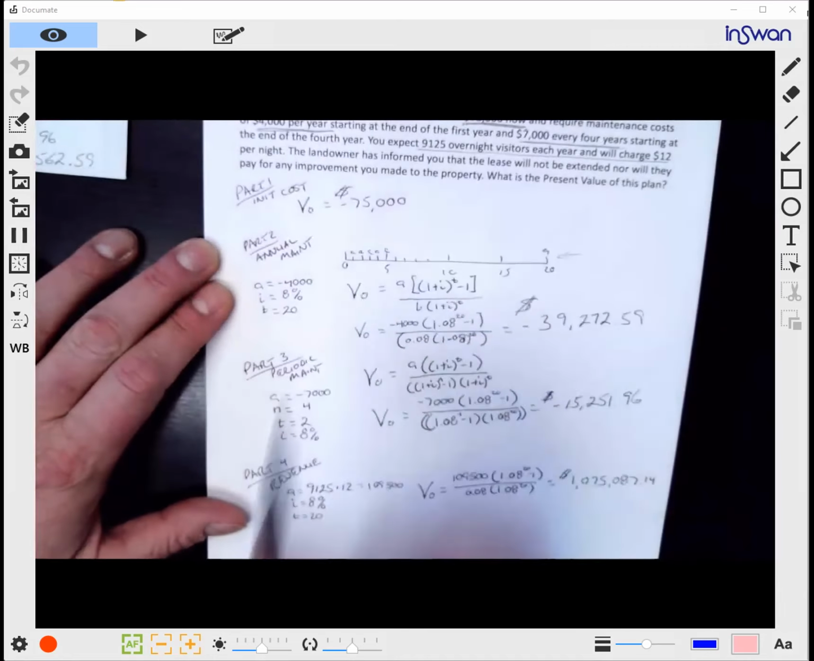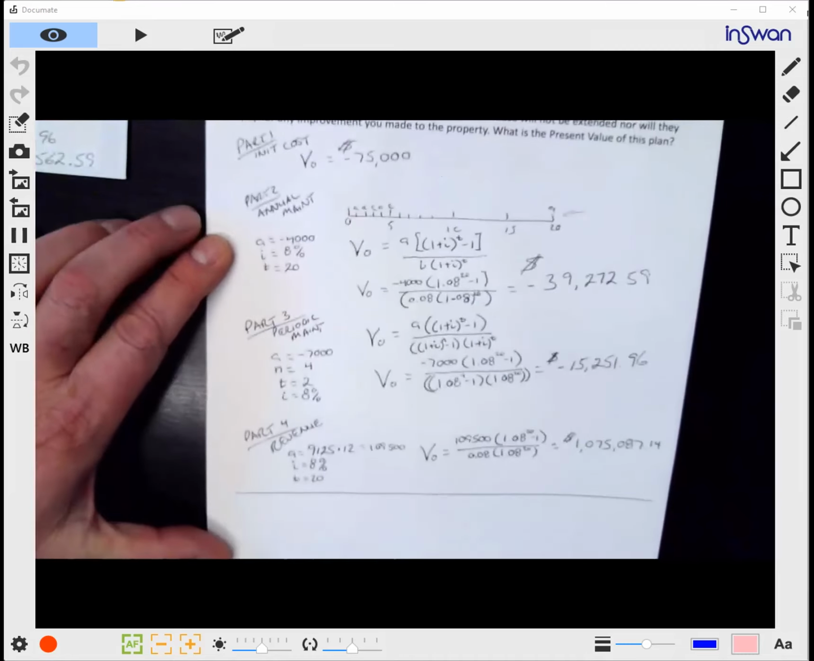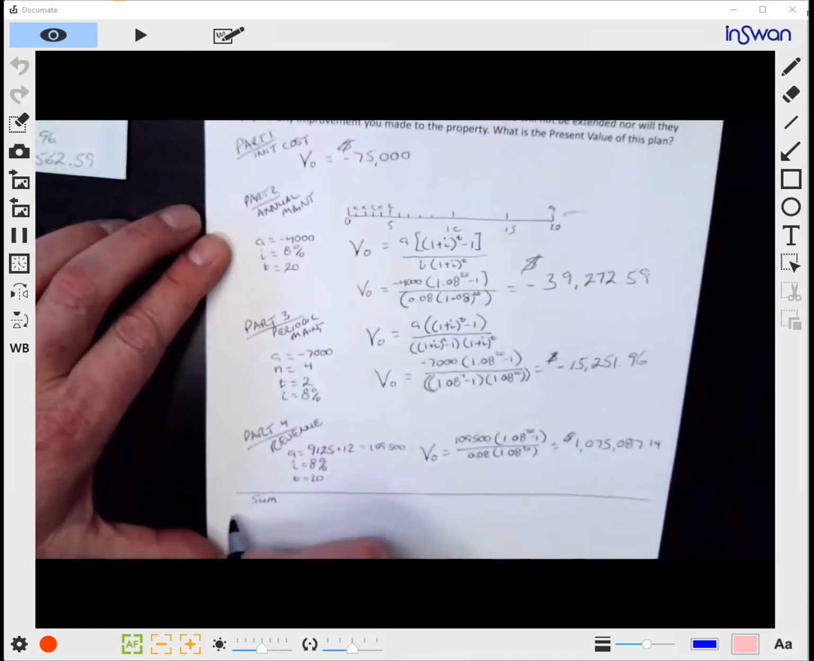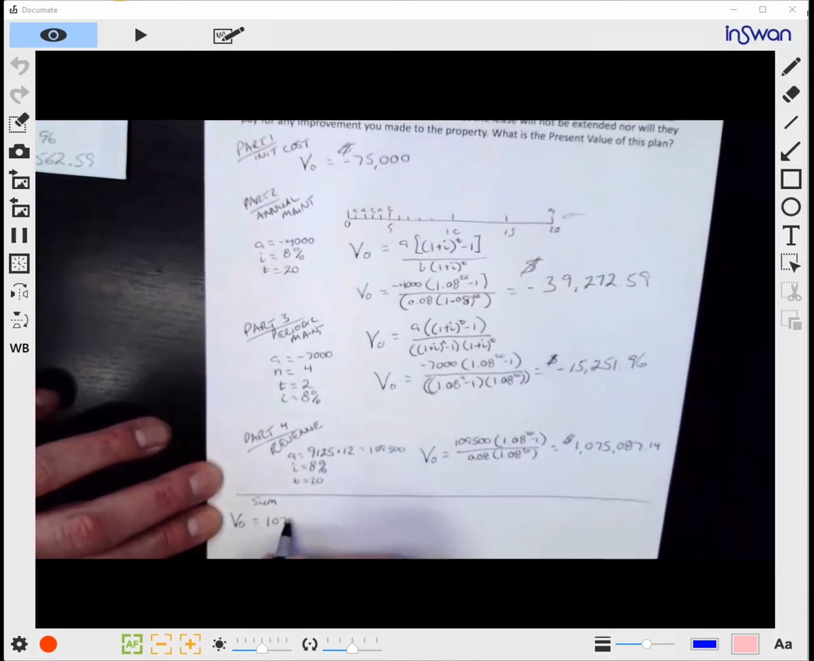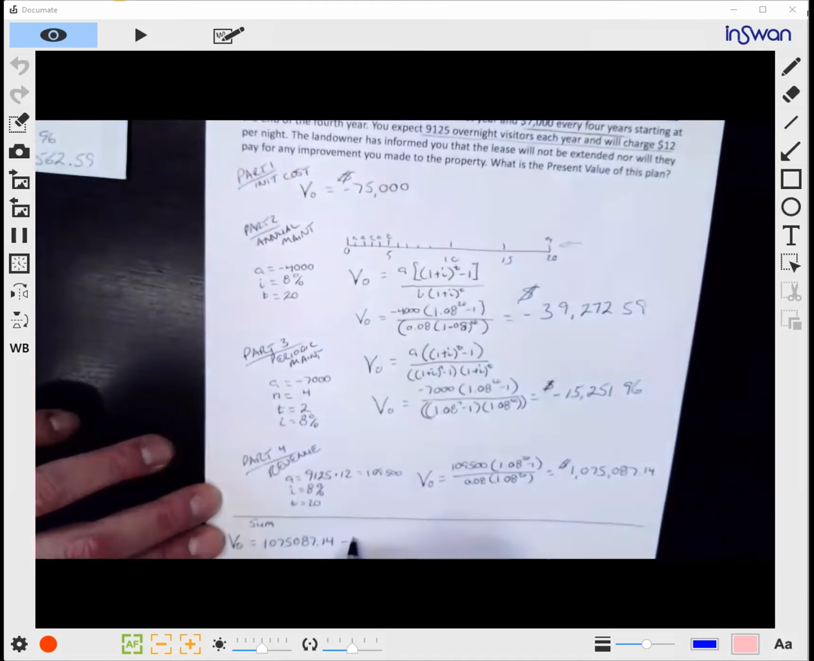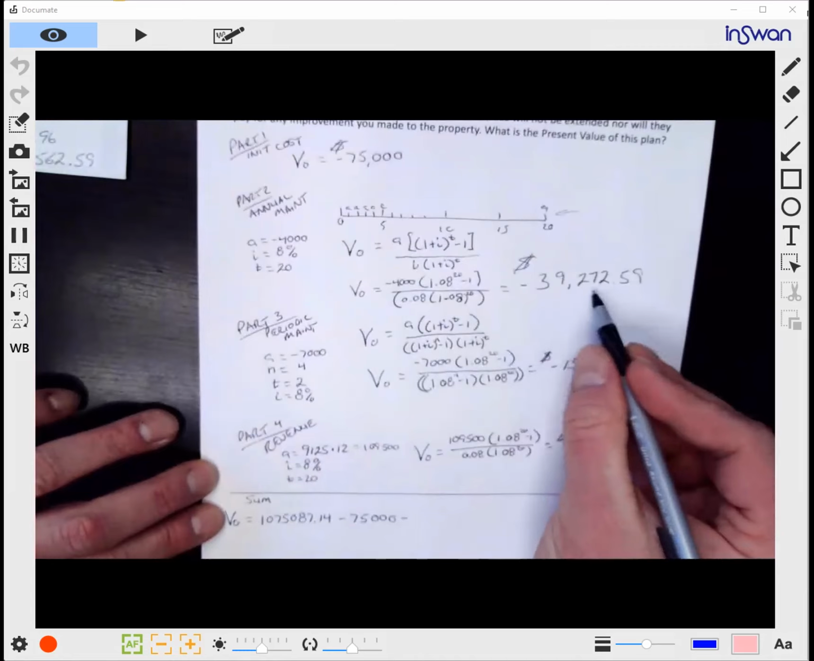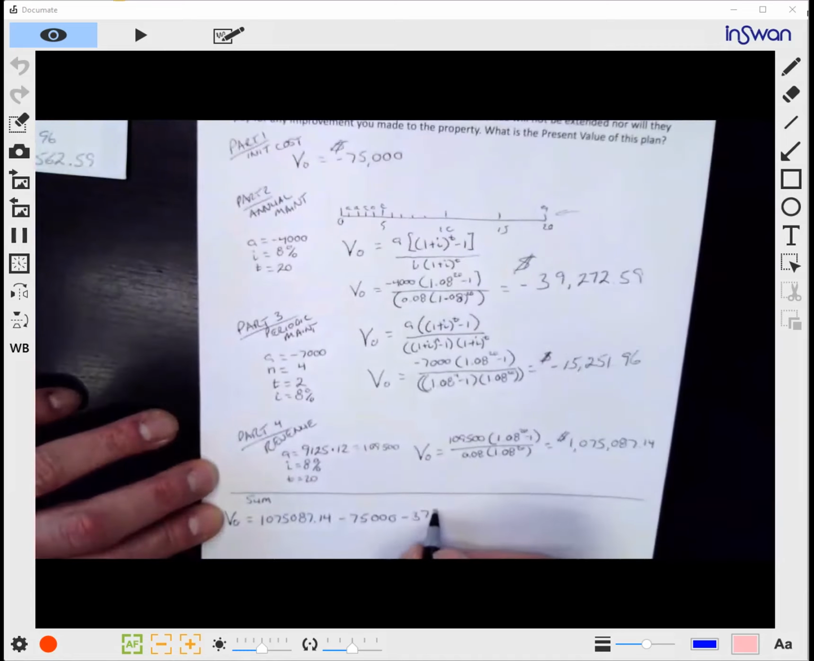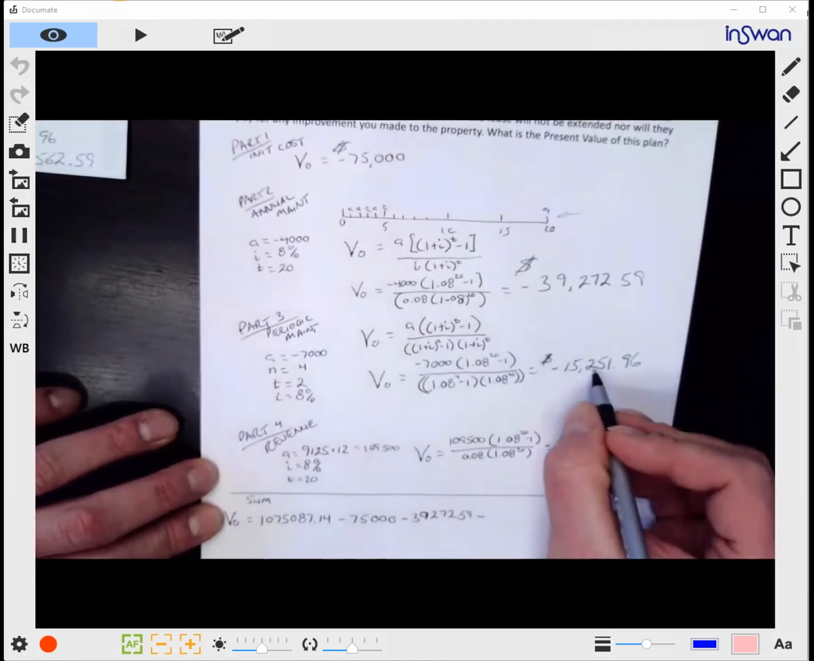I've crunched them all down into one point in time. And because they're now all at that one point in time, I can just sum them up. The V0 total is going to be, we'll start with our revenue, 1,075,087.14. We'll subtract off the present value of our initial cost, 75,123. Subtracting off also our annual costs, 39,272.59. And finally, our periodic ones.